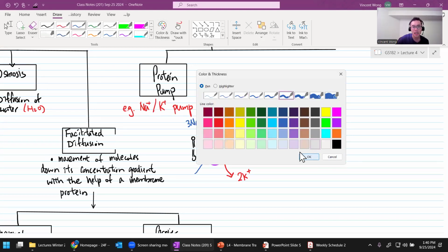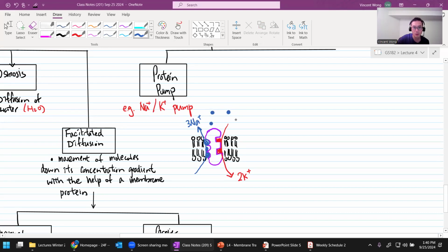So over time, you will have a lot of sodium on the outside and then a little bit on the inside. On the other hand, you will have quite a bit of potassium on the inside. Okay, the squares are the potassium, okay? And then you won't have as much on the outside. Okay, this is outside of the cell. This is inside.